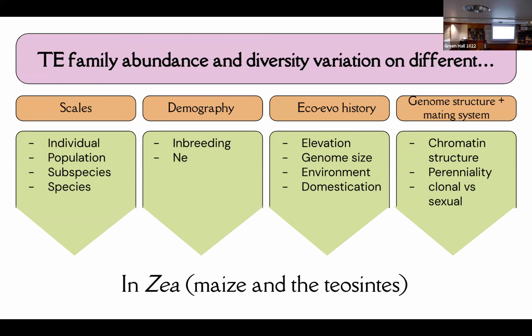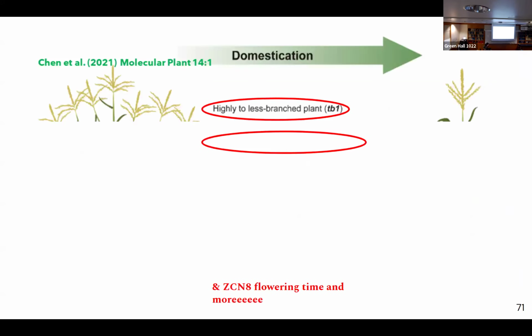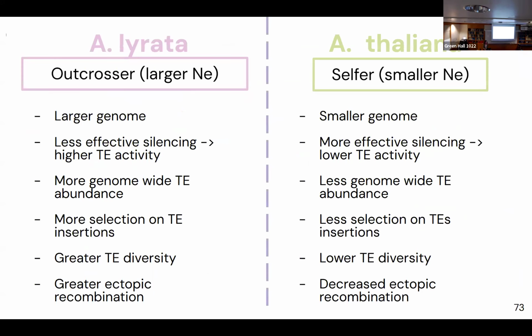Yeah, absolutely. I actually have a slide for that. Let me find it. There we go. So I think a lot of the work that's been done on this is in Arabidopsis. Arabidopsis thaliana is a selfer, and its close relative Arabidopsis lyrata is an outcrosser. So you're definitely right, there's been conflict with theory about TE content and abundance between selfing and outcrossing.